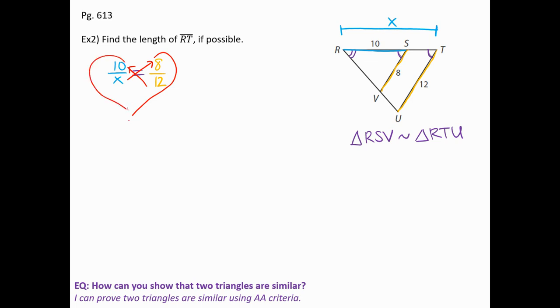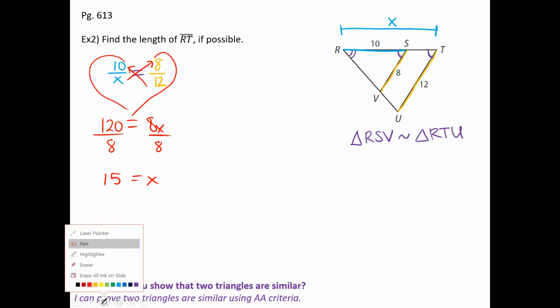Heart's a little lopsided there. All right, so X times 8 and bring it down is 8X. 12 times 10 gives me 120. Then I would need to divide both sides by 8. And let's see what I get. 8 goes into 12 once, with 4 left over. Looks like 15. And again, they didn't give me any units, so I'm just going to leave it without units.